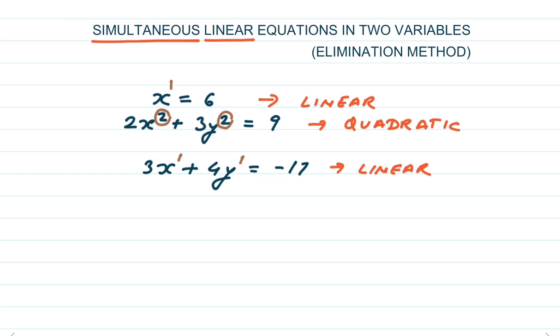Now let's look into the other part, the coefficient. What is the coefficient of x? The coefficient of x is 3 and the coefficient of y is 4. Now, what exactly do we mean by the word simultaneous? When two equations or more than two equations are taken together, then we call this set simultaneous. Let's proceed to our first question.